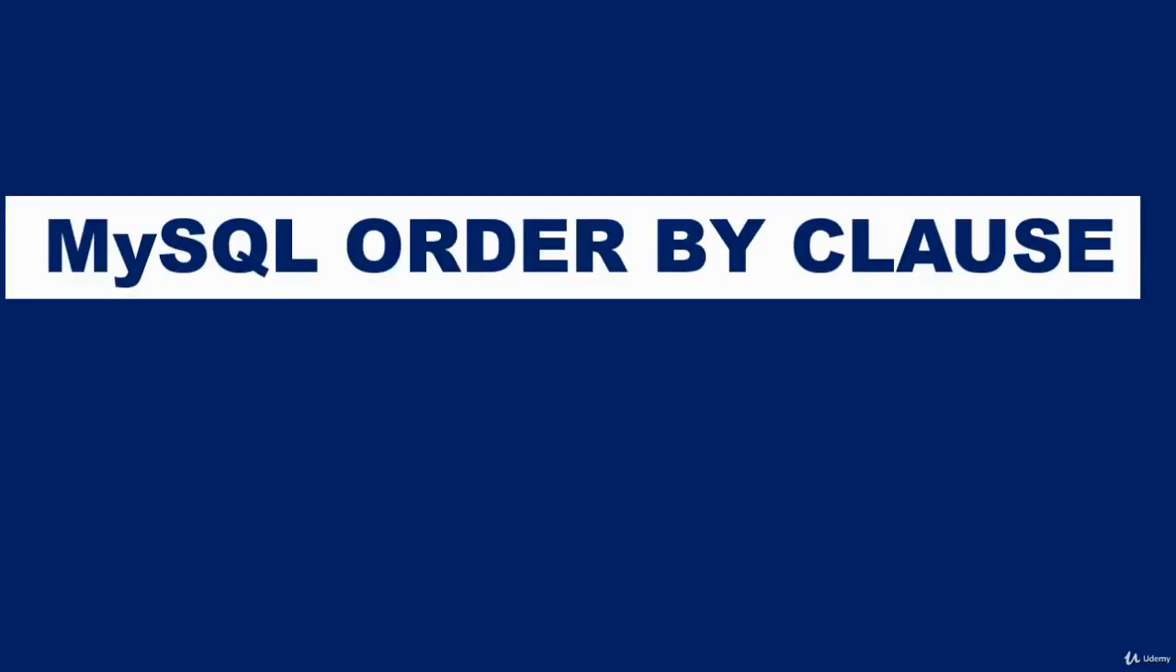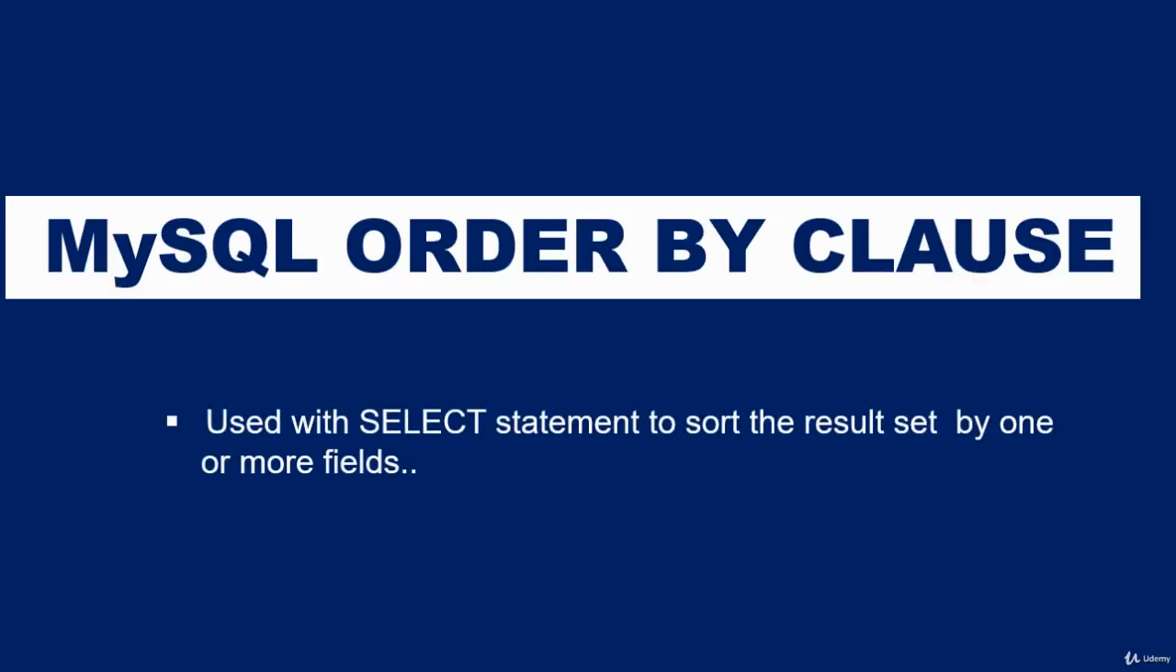The ORDER BY clause can be used within an SQL statement to sort the result set by one or more fields. So you can sort the result of a SELECT statement either in ascending order or descending order. The default, if you don't specify an order, usually is by ascending order.